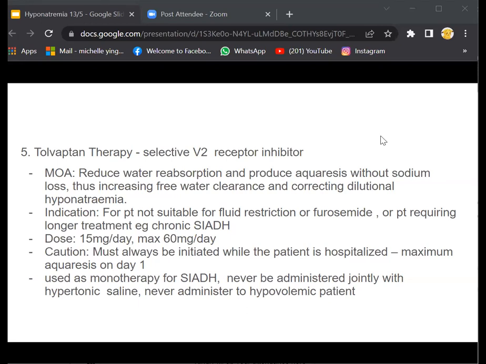It must always be initiated while the patient is hospitalized, because the maximum aquaresis is on day 1. So we need to monitor the fluid intake of the patient carefully. It is used as monotherapy for SIADH and must never be administered jointly with hypertonic saline, or to any hypovolemic patient. This is why the diagnosis of SIADH must be confirmed first before starting tolvaptan.